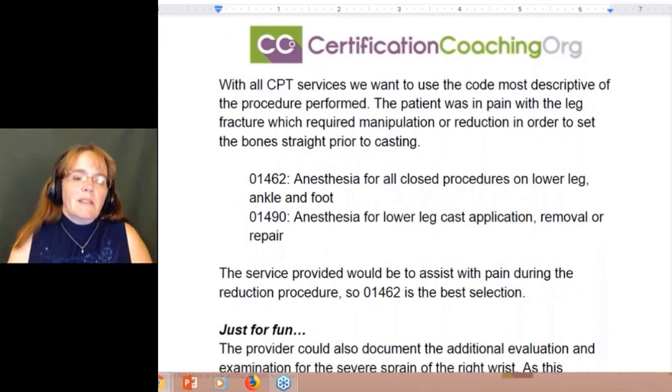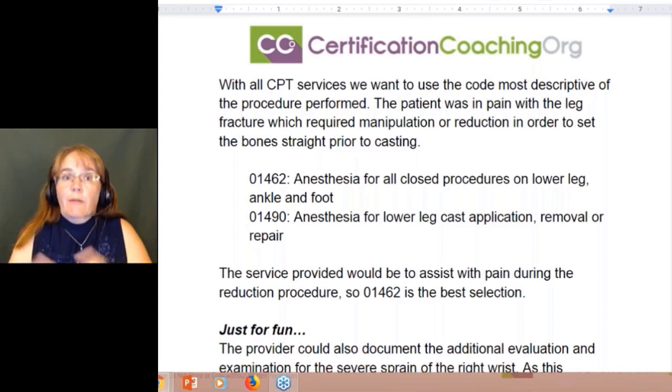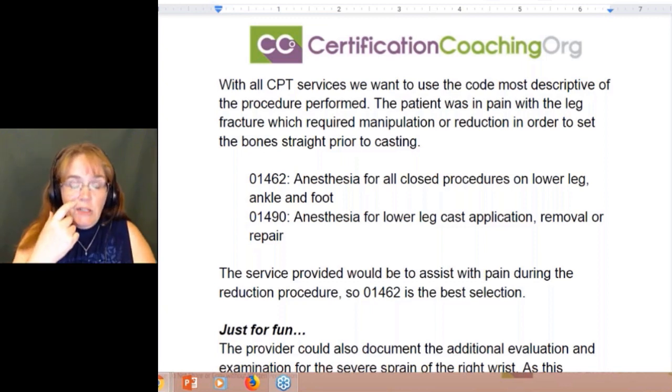So with all CPT services, we use the code that's most descriptive of the procedure performed. Now, we talked about this a little bit with the preventative and diagnostic. A lot of times they go in to do a scope just to see, and then they go, okay, great, now we need to open them up and do some kind of surgery. You're not billing for that small scope, you're billing for the more inclusive procedure, the most prevalent procedure given that day, which would be opening them up and doing whatever they needed to do. So in this case, the patient was in pain with their leg fracture.